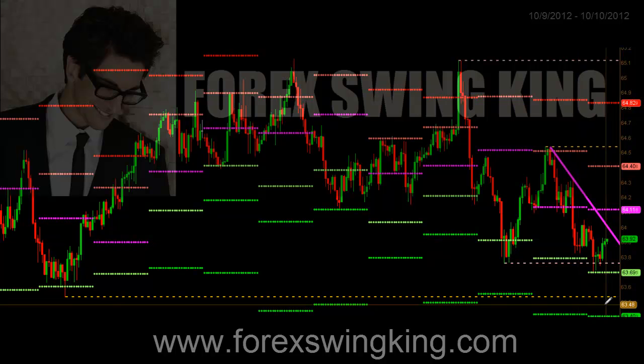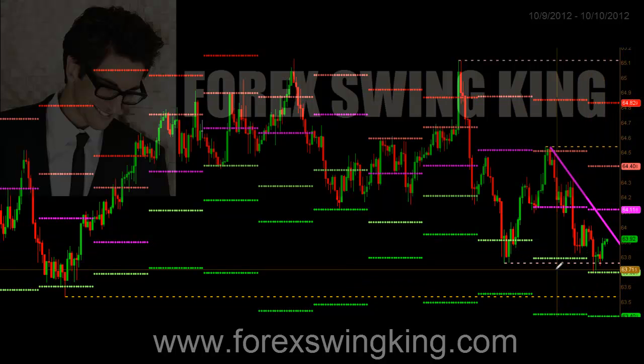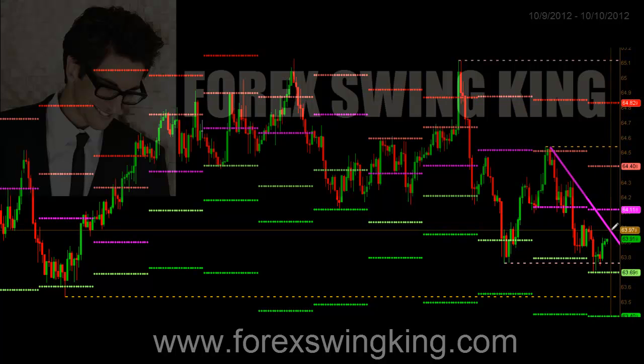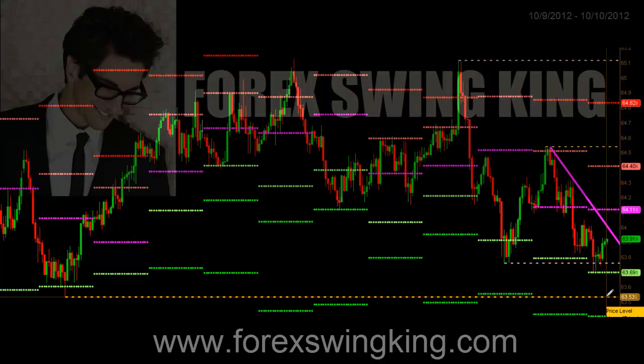NZD JPY, we could see it tried to push through the support level. It's going up into the resistance level, hoping that it will bounce off of this level and come down to my buy level at 63.53, or if it breaks through, I'm looking at taking a short at 64.54.